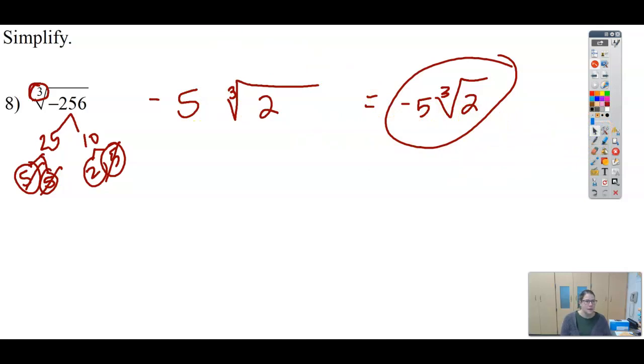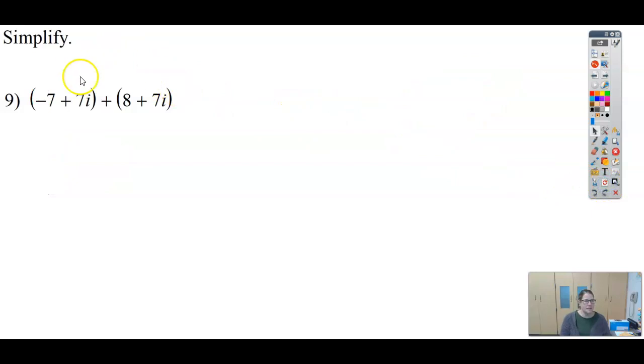Okay? So now we're going to look at some complex numbers. We're going to be doing operations with complex numbers. We're going to be adding them, subtracting them, multiplying them. So first of all, let's remind ourselves what an imaginary number is. Because of that square root of a negative thing that doesn't give us a real solution, i was created to be the square root of negative 1.